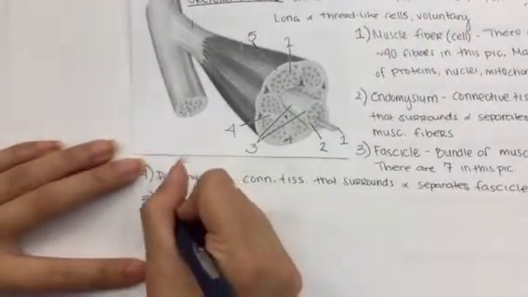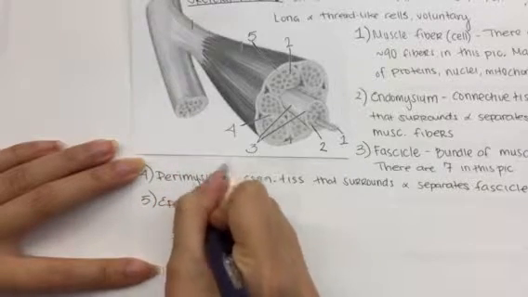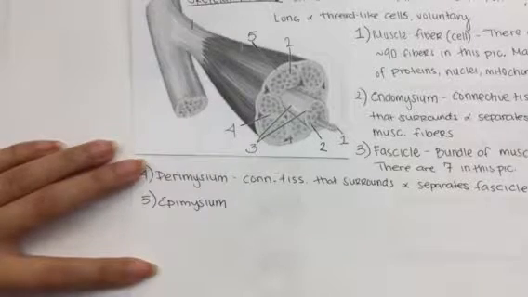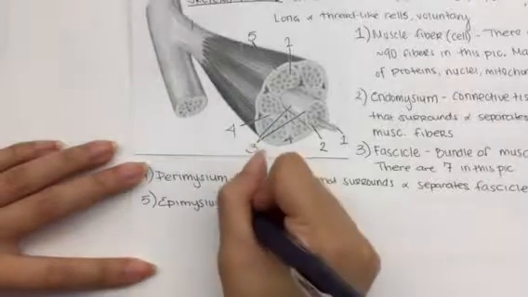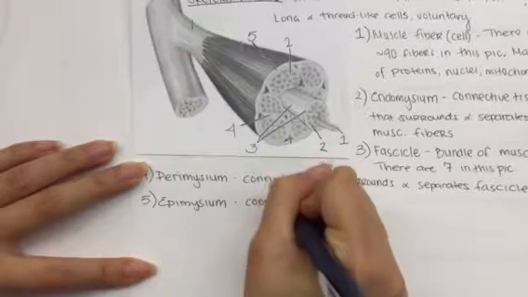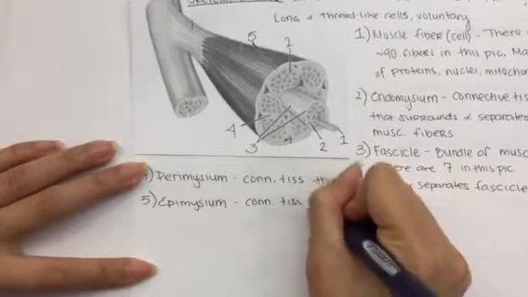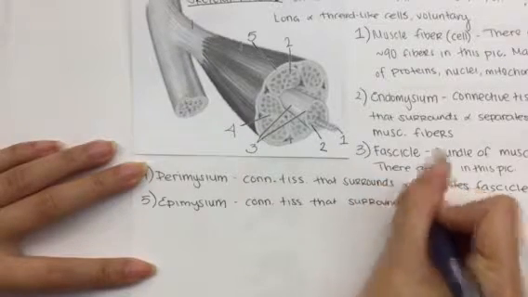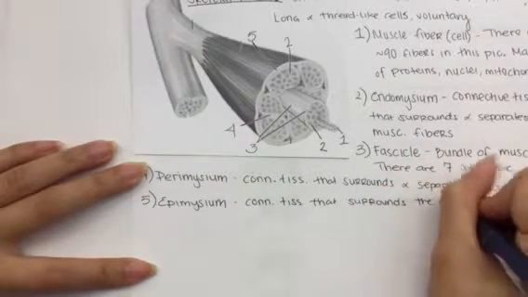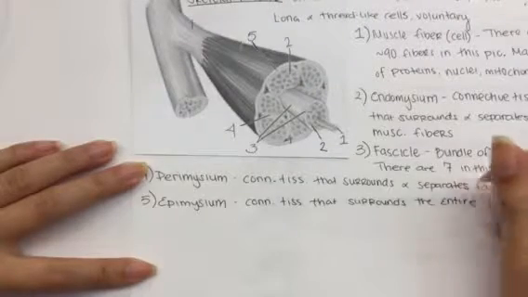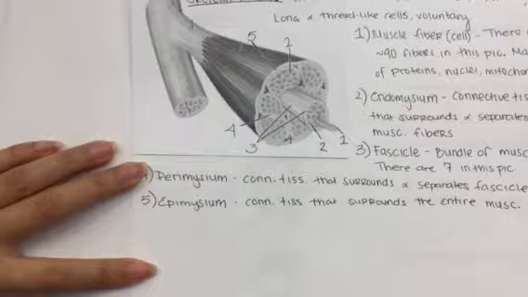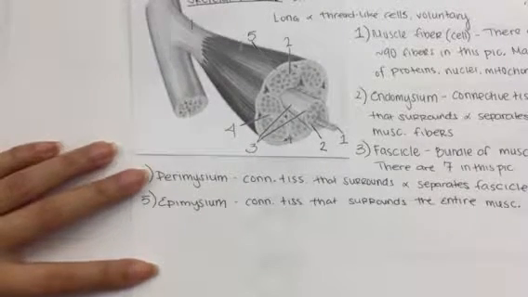This is the epimysium. Can you please say epimysium? Epimysium. So this is connective tissue that surrounds the entire muscle. Epimysium.